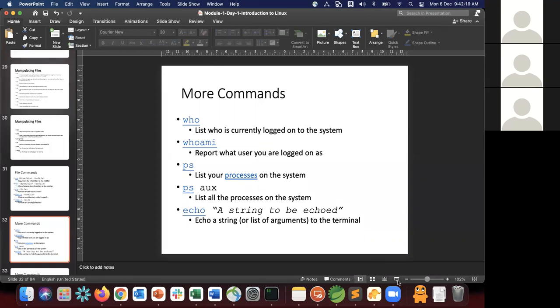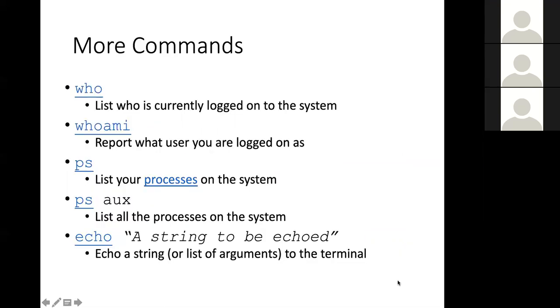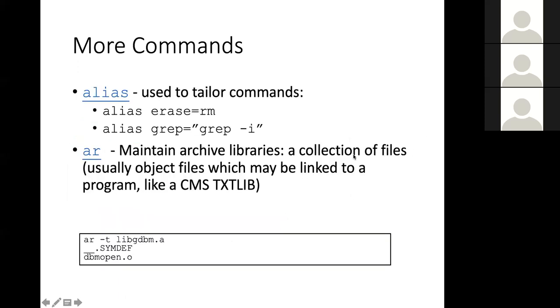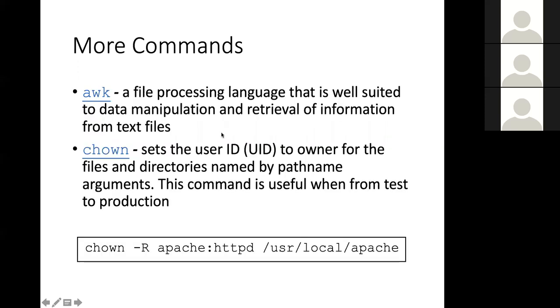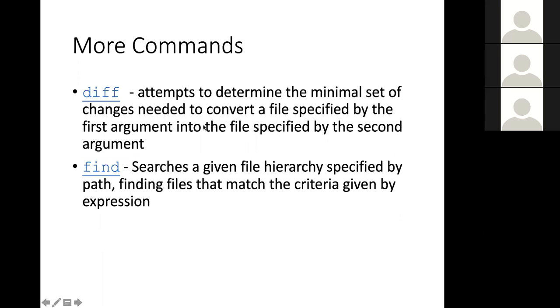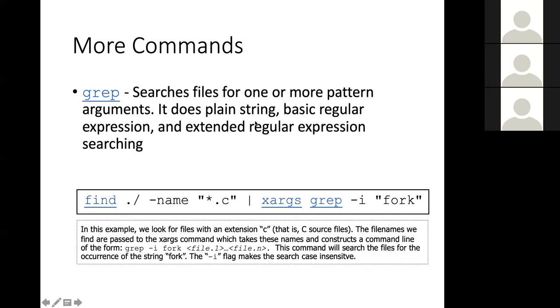Okay, then echo: if you want to echo a string, you can just use echo. Alias, right? I was just telling you, you can use this alias command. Okay, chown: you can change the ownership of a file from one user to another user. Find is another command to search for a particular file in the entire file system. Okay, grep: you can use one or more patterns within grep.